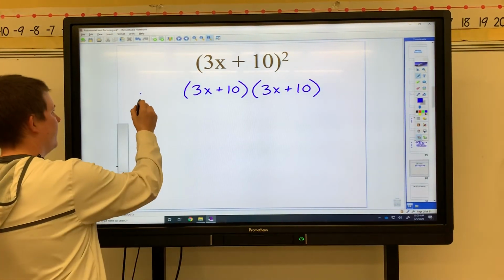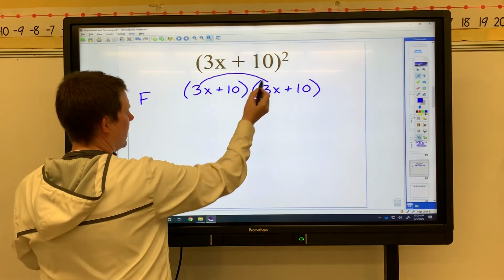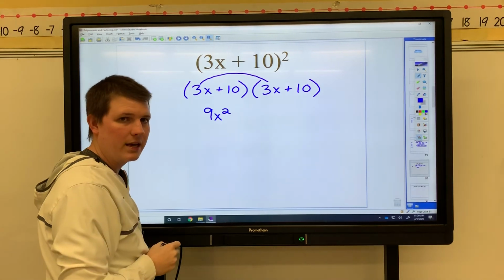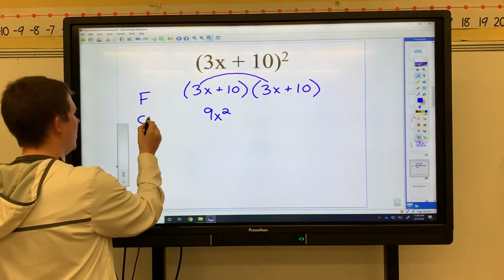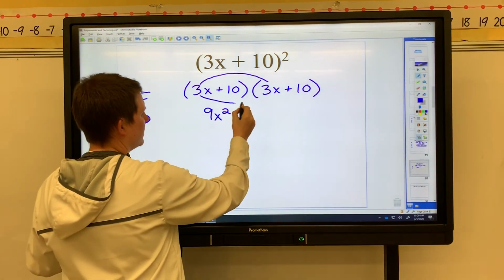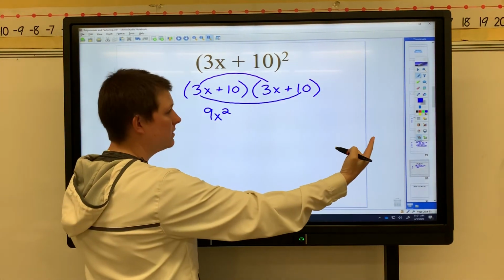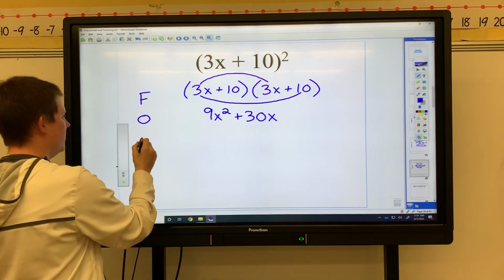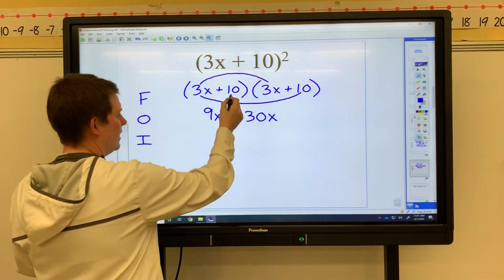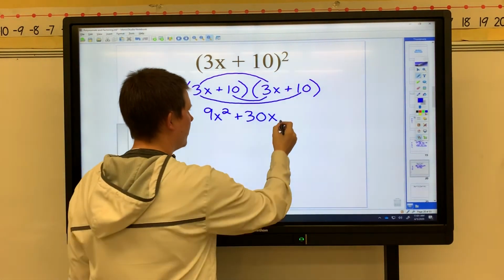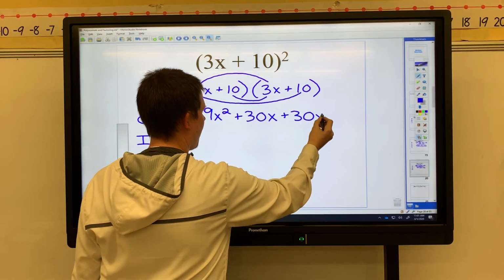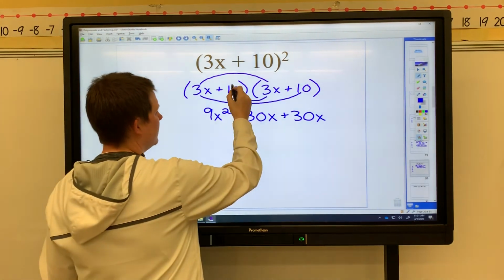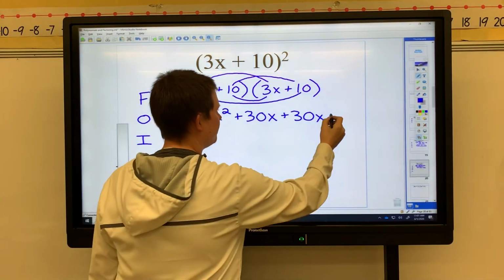Well, in FOIL, we have our first, 3x times 3x. That is 9x to the second, because x and x, add them up, make 2. Then I do O, the outside, which is 3x times 10. Outside are the ones on the outside. 3 times 10 is 30. Then I do the inside, which is 10 and 3. Once again, 10 and 3 make 30. And L stands for last, the ones that are last. 10 and 10 make 100.